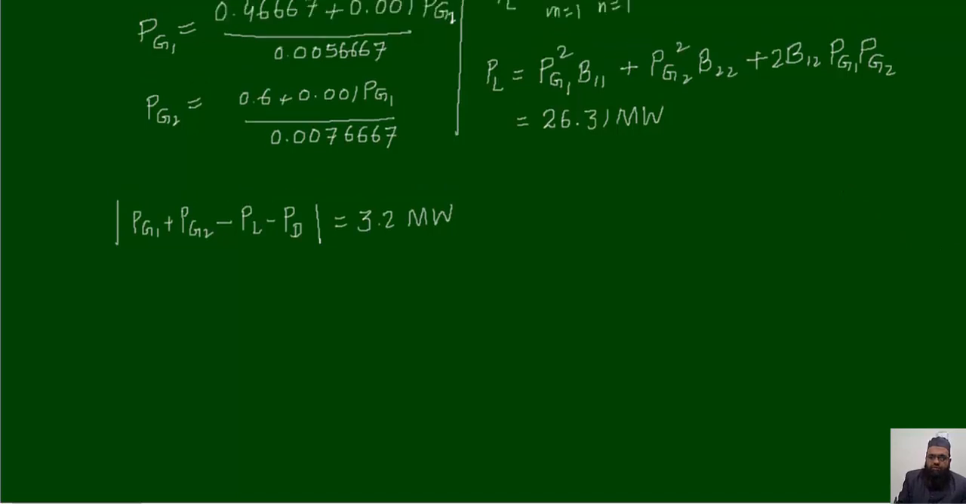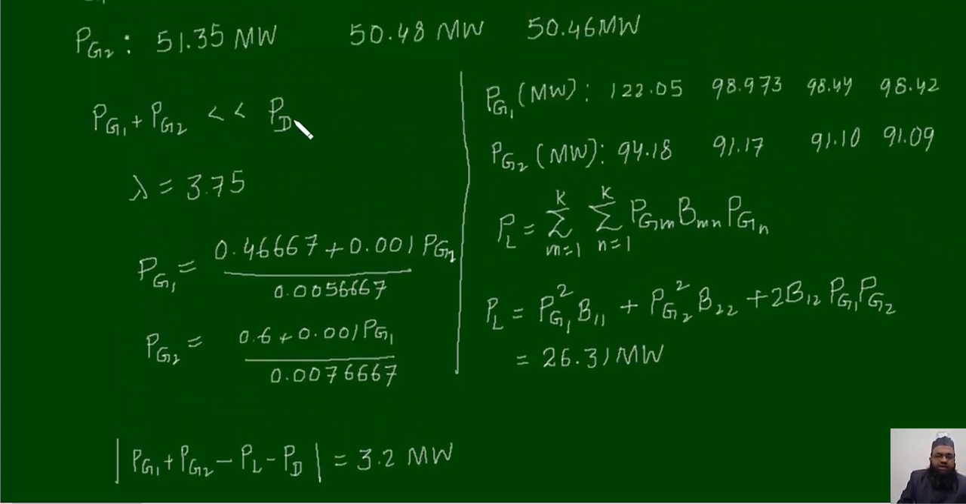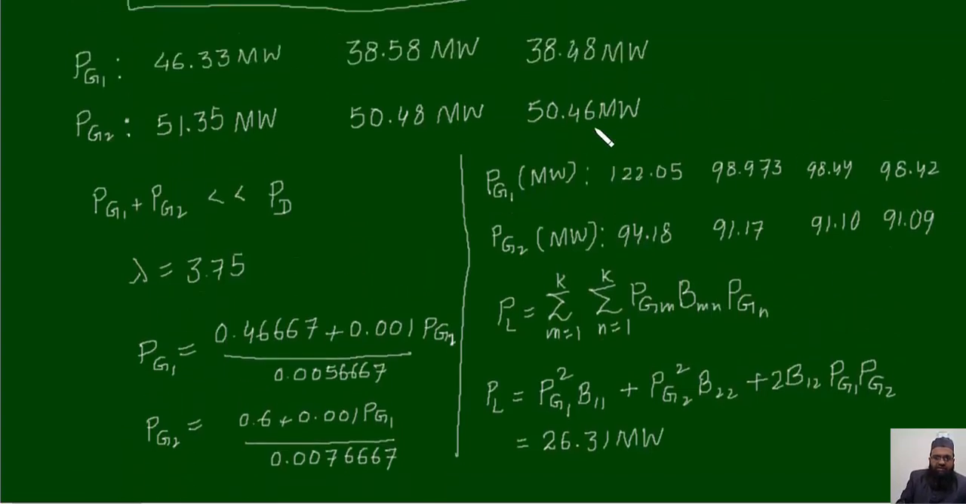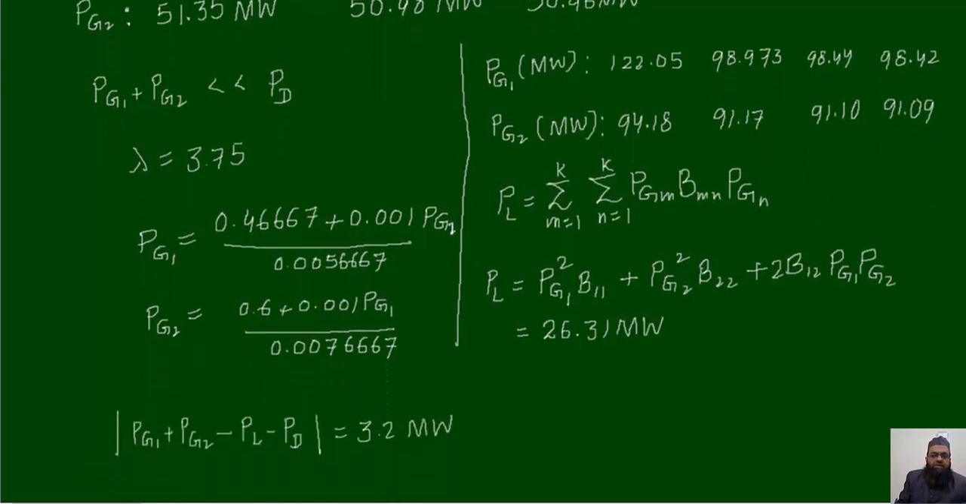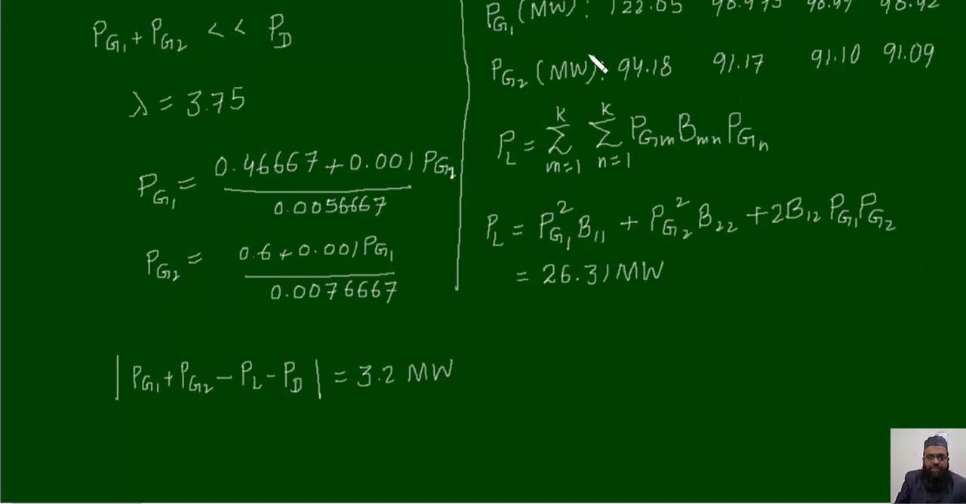Okay, so we can observe that this time we incremented lambda from the previous value up to this. Why did we increase this value of lambda? Because earlier the assumed value of lambda was such that the corresponding generations were very less than the demand. These were the generations, the last pair, very less than the demand. So we increased the value of lambda to 3.75.